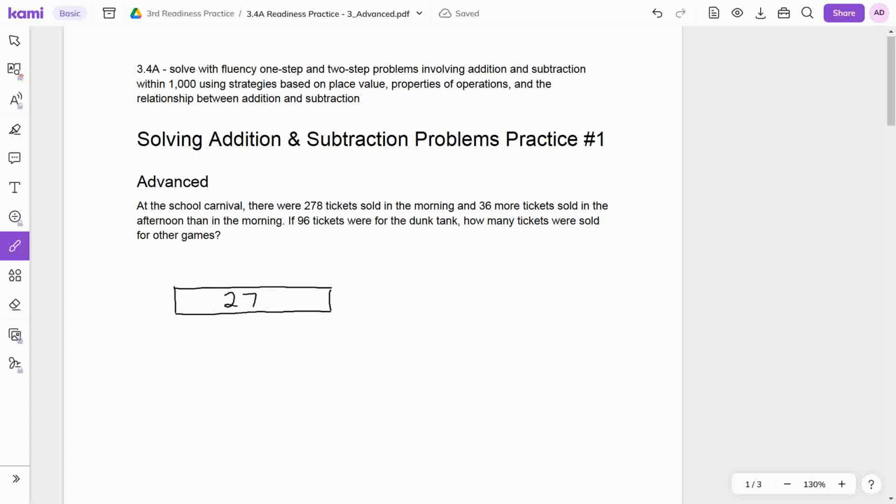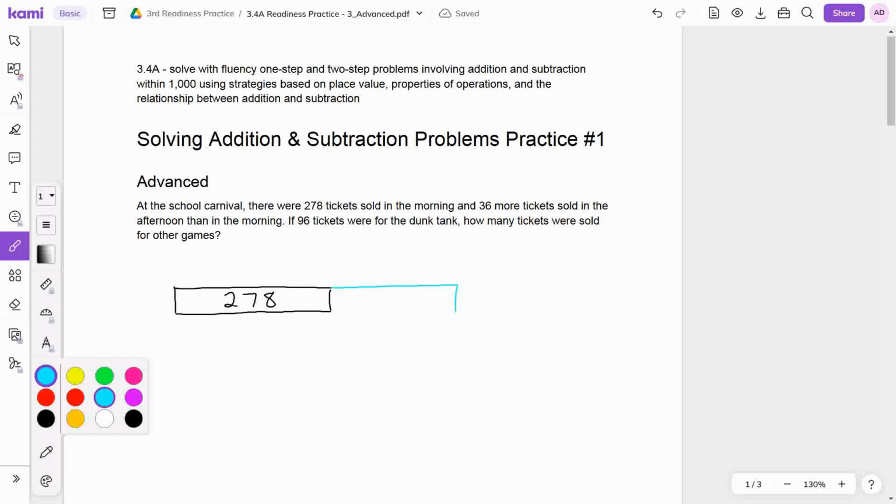I'm going to make a strip diagram to organize my thoughts. And then 36 more tickets were sold in the afternoon than in the morning. So it doesn't say 36 tickets were sold in the afternoon. It's comparing the afternoon with the morning. Well, how much was sold in the morning? 278. Which means for that to work, I need to copy down my 278 again.